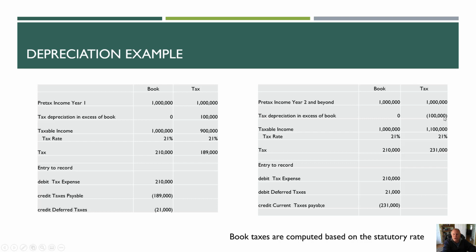Since you're not going to have that deduction, your taxable income is going to be $1.1 million higher. So in that case, it's $210 is the tax expense. That hasn't changed in this example, but the taxable income has. So in that case, you would debit tax expense for 210, debit 21,000, which is the deferred taxes, and then credit taxes payable. So these are what we call the timing differences.